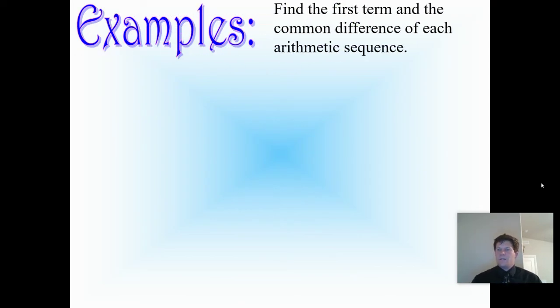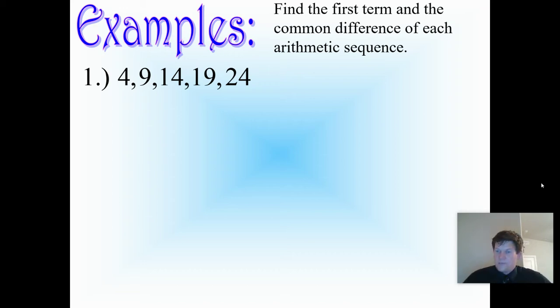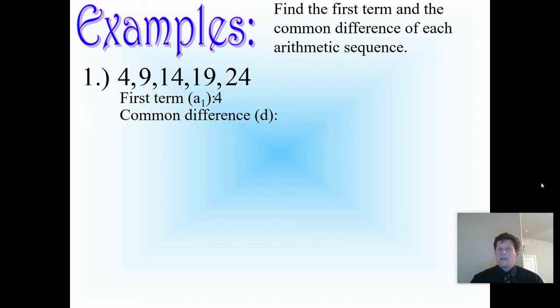Getting into some examples. Find the first term and common difference of each arithmetic sequence. So here's our first one. We have 4, then 9, 14, then 19, then 24. Determine if it's arithmetic. Say what the first term is, what the common difference is. Well, first term is as simple as it sounds. It's just what the first number is in our list of numbers. So our first term is 4. Then find the common difference. What are we adding every time to get to the next number? I know it's adding because my numbers are getting bigger in the list, so I'm adding 5 every single time.